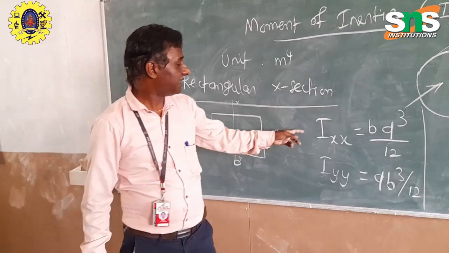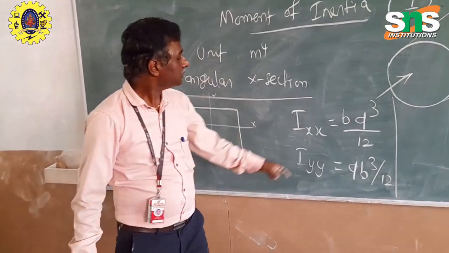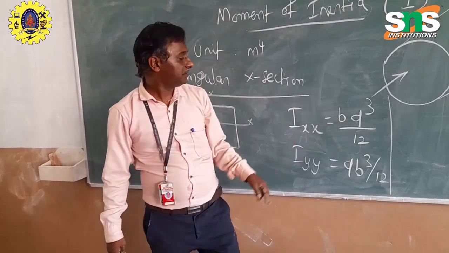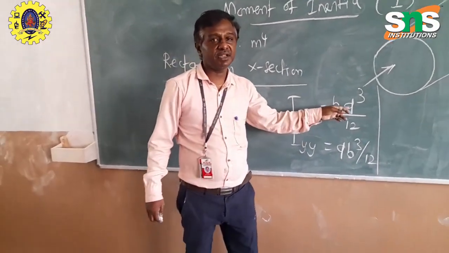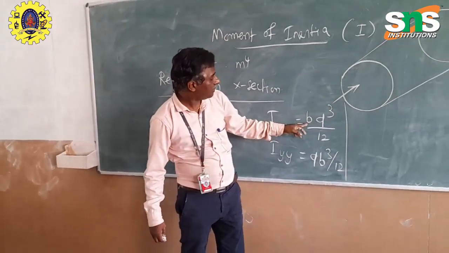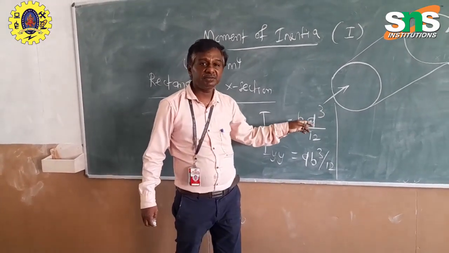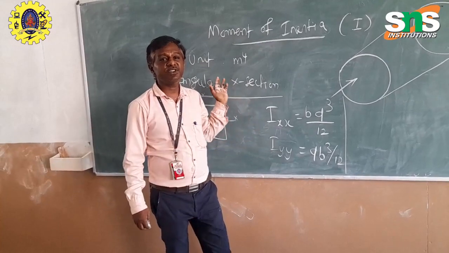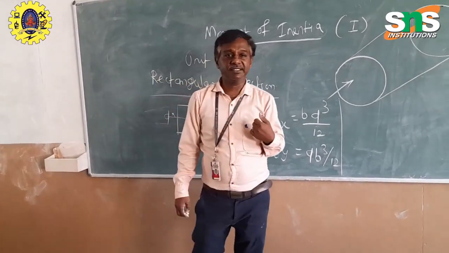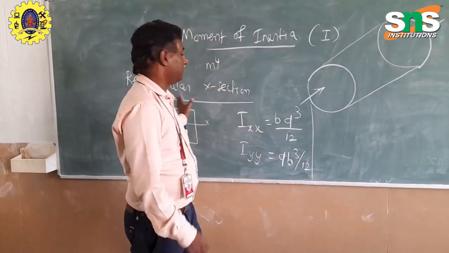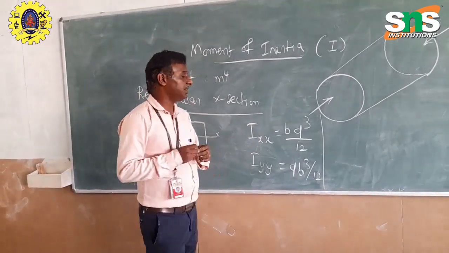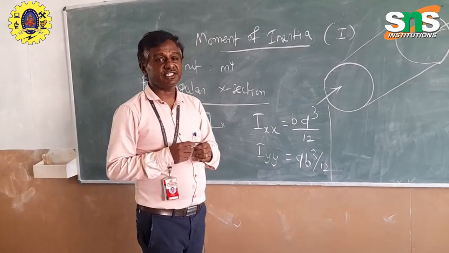Now from that you can find the unit. Both b and d have the unit of distance: centimeter, meter, millimeter. So millimeter into millimeter cube, or meter into meter cube. So meter power 4 will be the unit. Generally this is called area moment of inertia. We are considering only the cross sectional area alone. So this is called area moment of inertia.